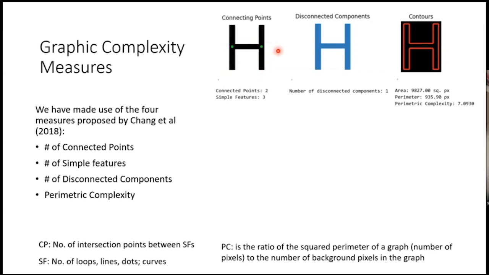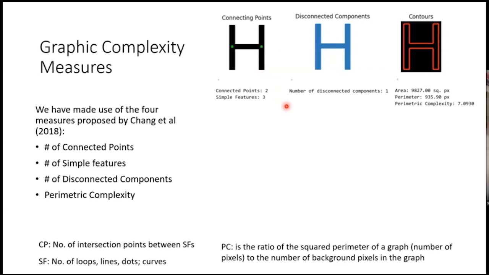So these three strokes constitute the simple features. Simple features are defined as the number of loops, lines, simple curves, or dots. So these only constitute the simple features. Connecting the simple features will have the intersections. So in H, we can see the corners where the right angles are; those are the connected points.